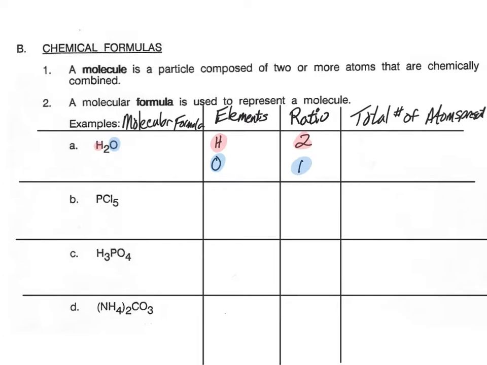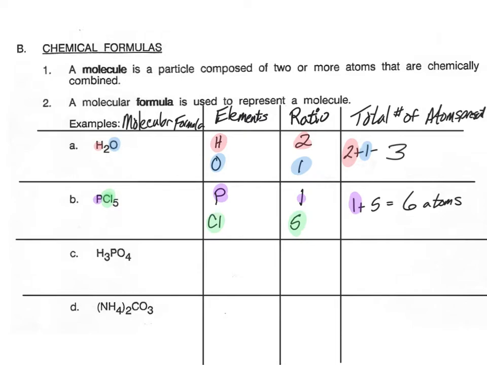Let's try that for letter B. What are the elements present? You should see that there is phosphorus and chlorine. How many phosphorus? Just 1. How many chlorines? There's 5. For a total of 6 atoms that are present in one molecule of PCl5.